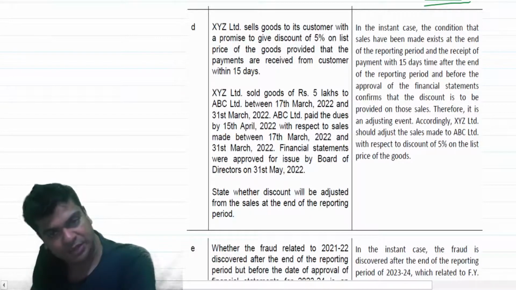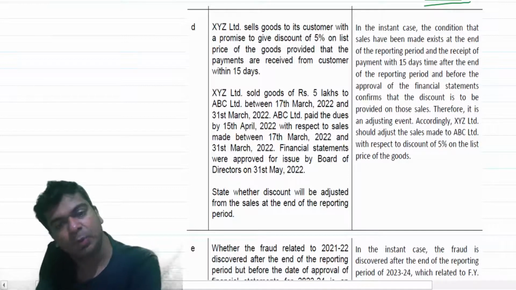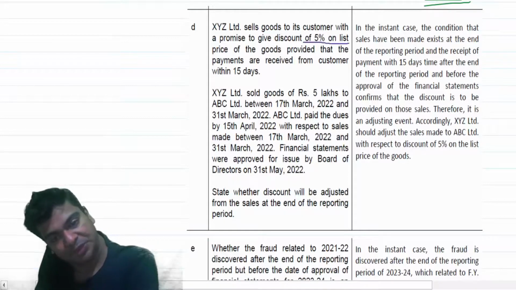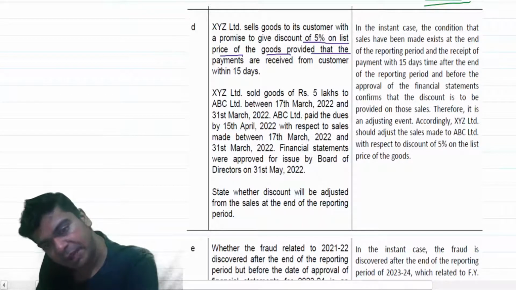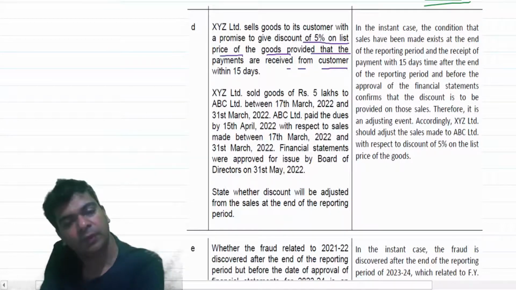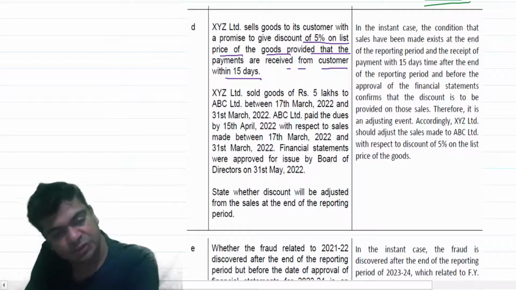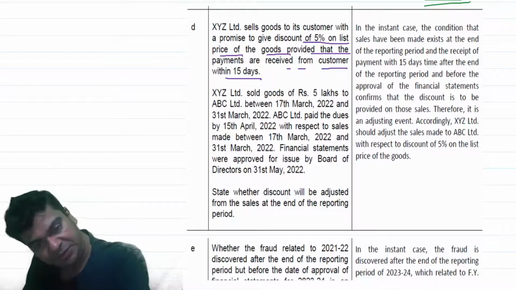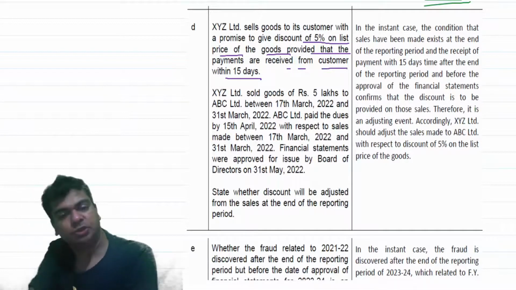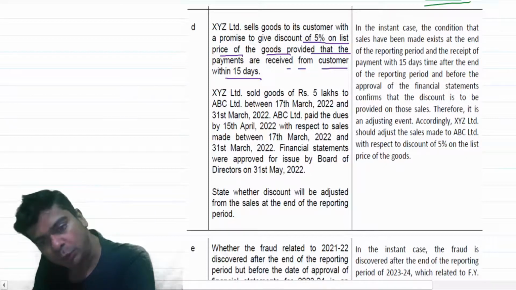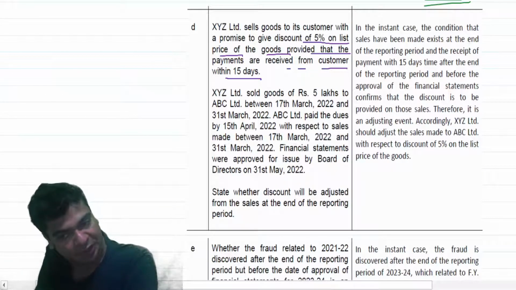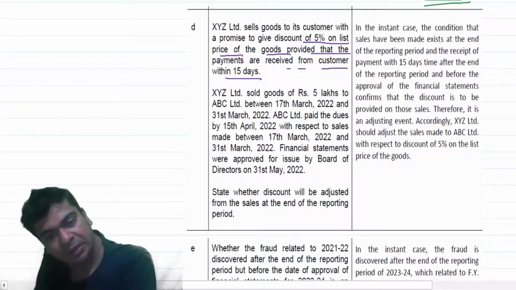XYZ Limited sells goods to its customers with a promise to give discount of 5% on the list price of the goods, provided that the payments are received from the customer within 15 days. Okay. XYZ Limited sold goods of rupees 5 lakhs to ABC Limited between 17th March 2022 and 31st March 2022. ABC Limited paid the dues by 15th April 2022.